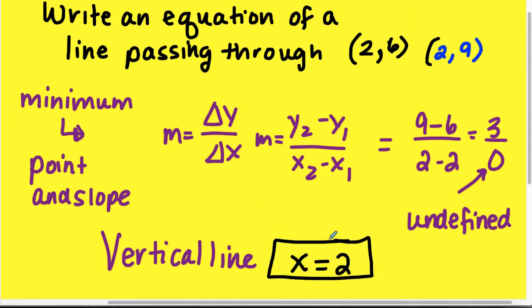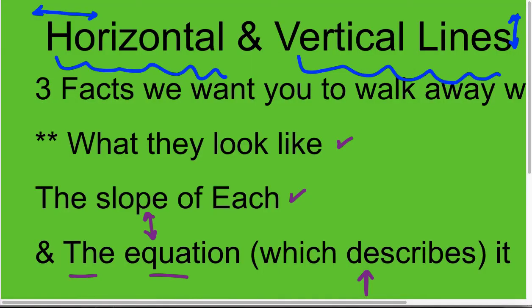All right, guys, this is a really, really important video for you to watch and understand. I want to make sure that you've got those 3 things. You know what they look like, you know the slope of each, and you know the equation, which means how we're going to describe the line. So if you see x equals 4, you need to know that's a vertical line. If you see y equals 7, we want to know that that's a horizontal line.